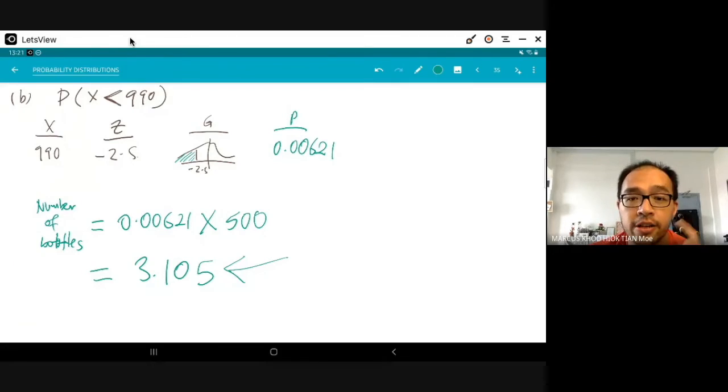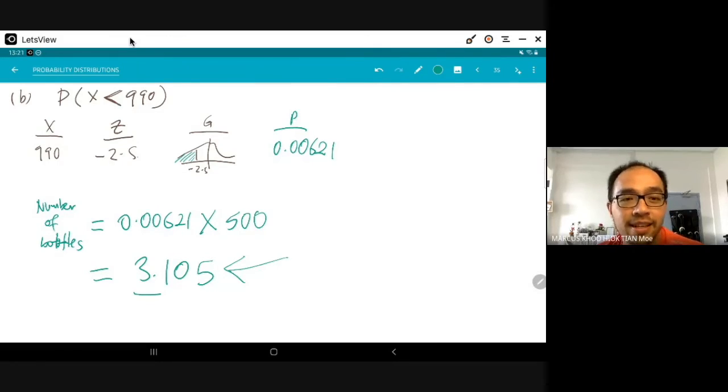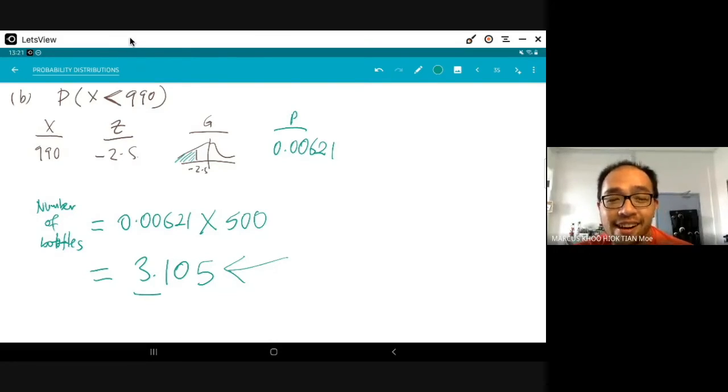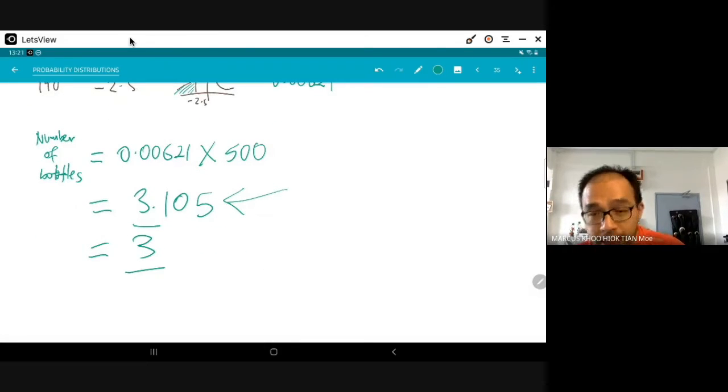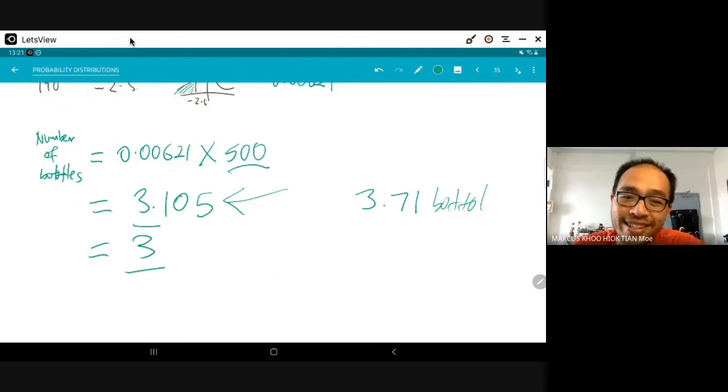Okay, my question is this. 3 bottles or 4 bottles? 3. Why not 4? 3. It has exceeded 3 already, sir? If you round off. So if I round off, it's 3. What if my number of bottles, okay, fine, the number of bottles is 3. I give you this answer. But let's say the probability I find, when I multiply by 500, I get 3.71 bottles. That's 4 bottles. Really 4 bottles? Yeah. 3 bottles and 1 cup is the most ridiculous, but okay.